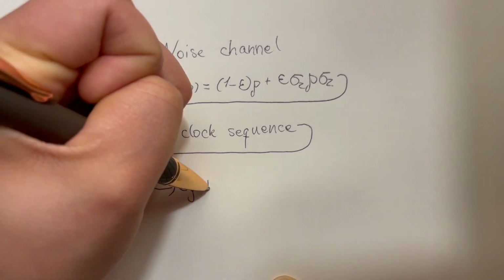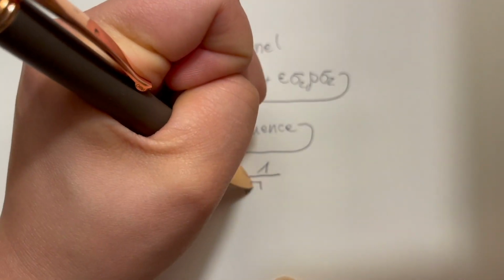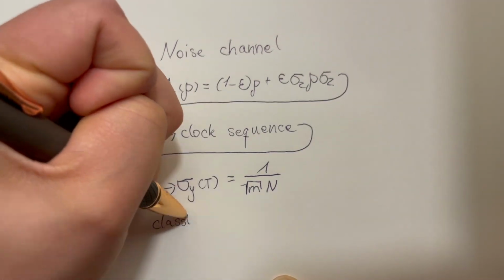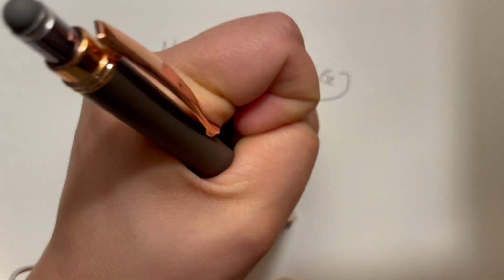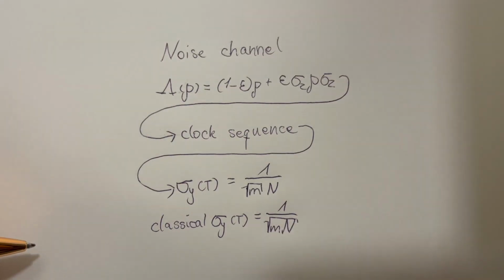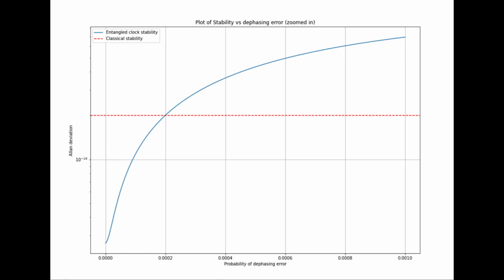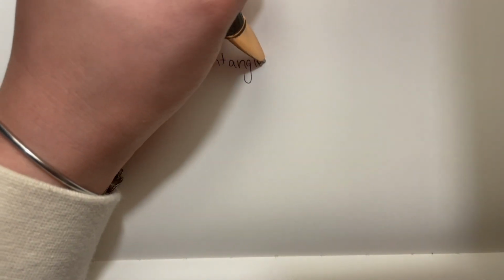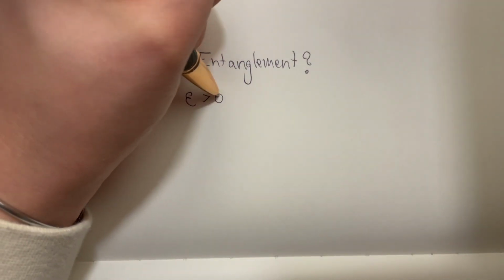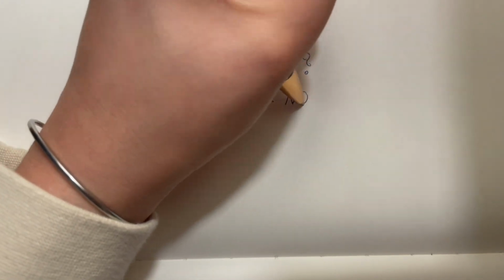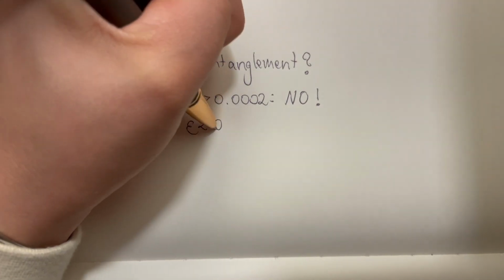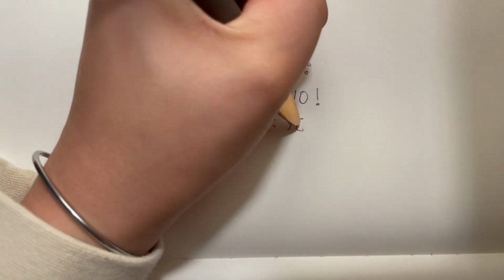For our entangled clocks, the stability scales as 1 over m times square root n, which is smaller and thus better than the classical version that scales as 1 over square root of n times m. Now, how does the error affect our stability? I modeled an example strontium clock to find out. As this graph shows, once the error probability is below 0.0002, the entangled version of the clock is better by 1 order of magnitude. Given these results, does it make sense to entangle atomic clocks? This is simple. If the error probability is bigger than 0.0002, then no. If it is smaller, however, yes.